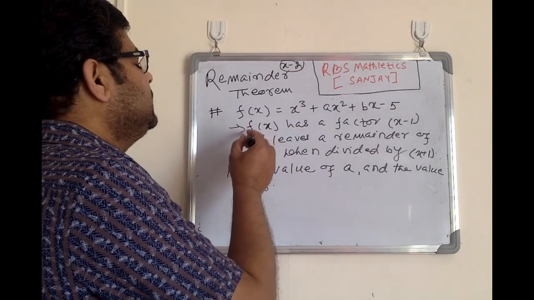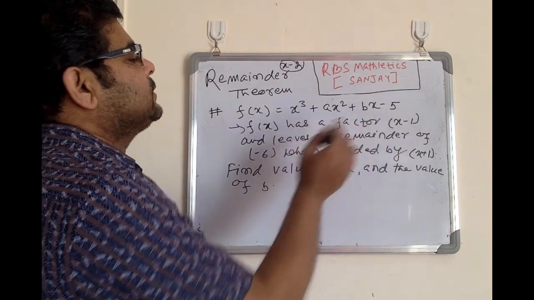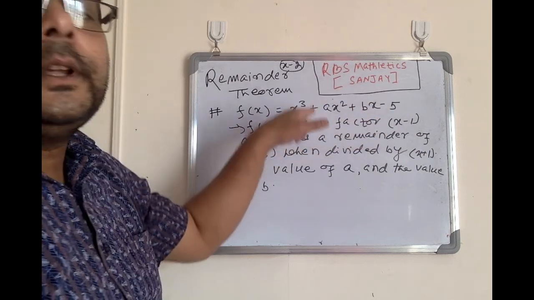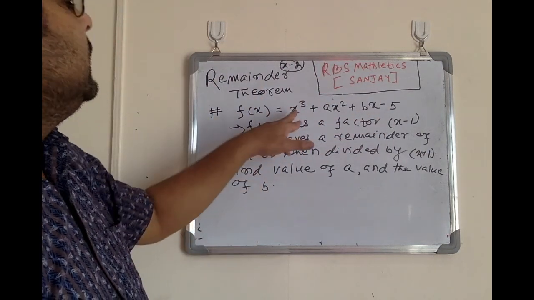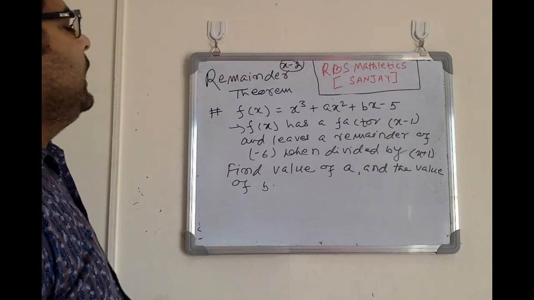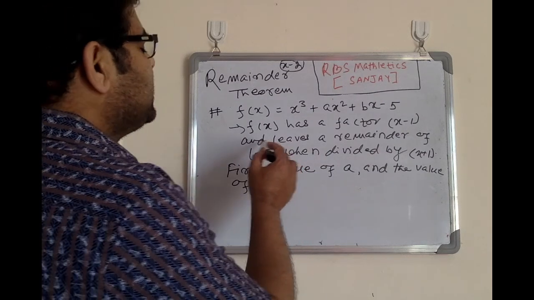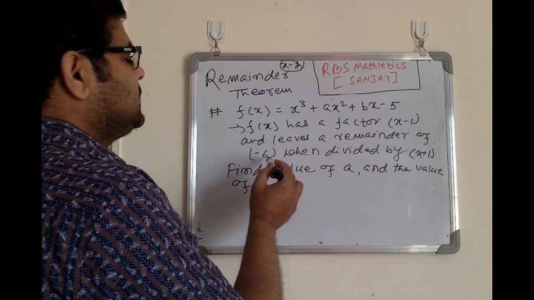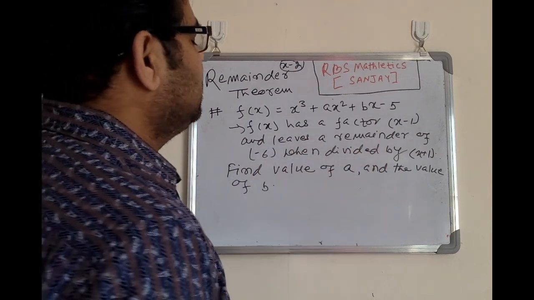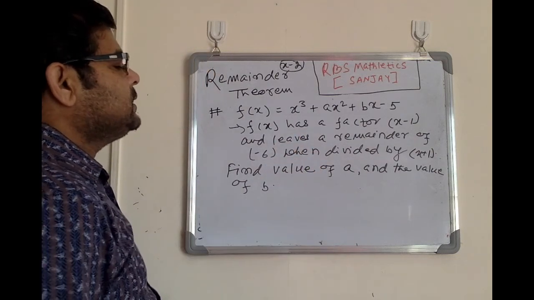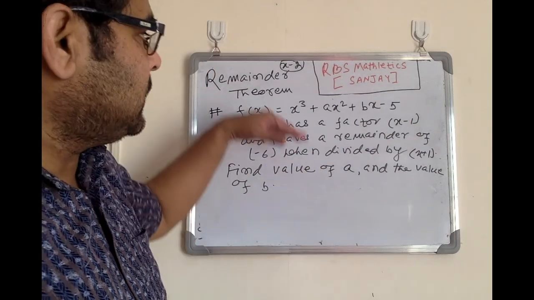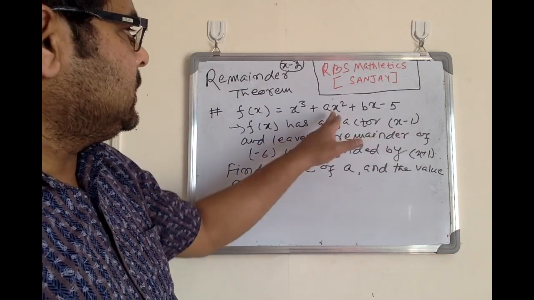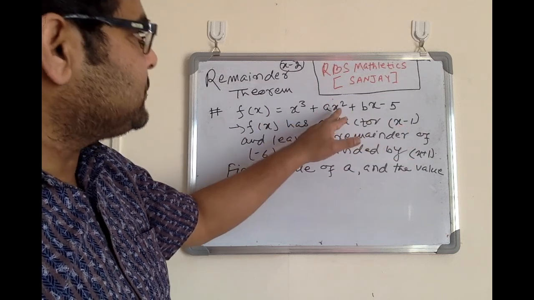It is given that f(x) has a factor x - 1. So when you put x equal to 1, the whole thing is going to be 0, as you have learned in the factor theorem. In another part of the question, it says that it leaves a remainder of -6 when divided by x + 1. That means in the second part you are using the remainder theorem. In the first part you have to use the factor theorem, because when it is divided by x - 1, it leaves no remainder.